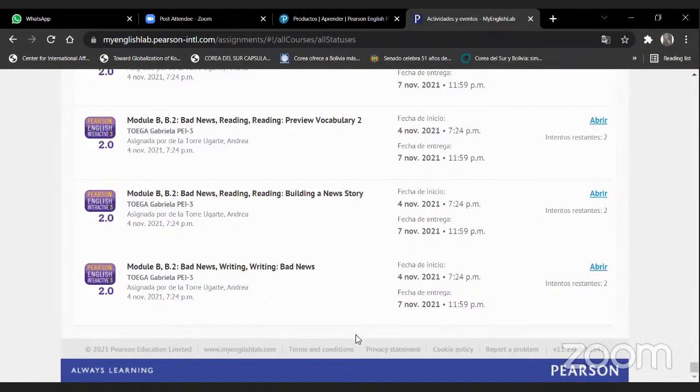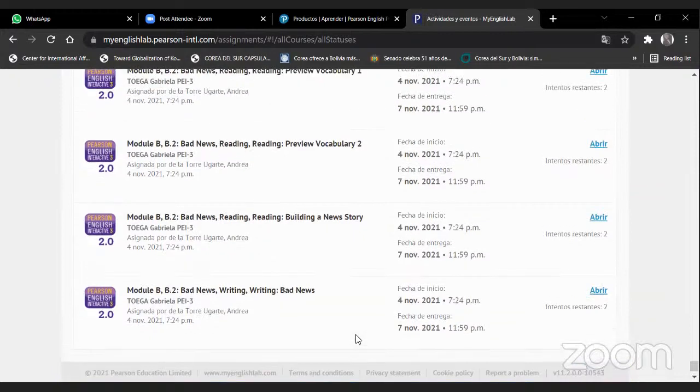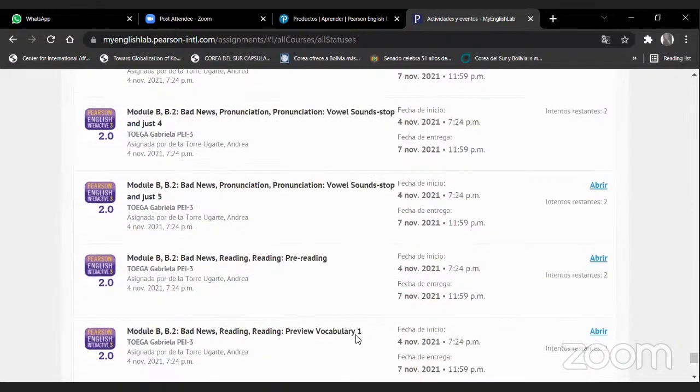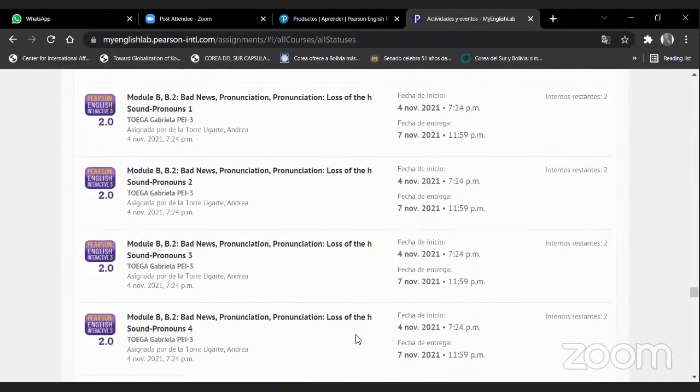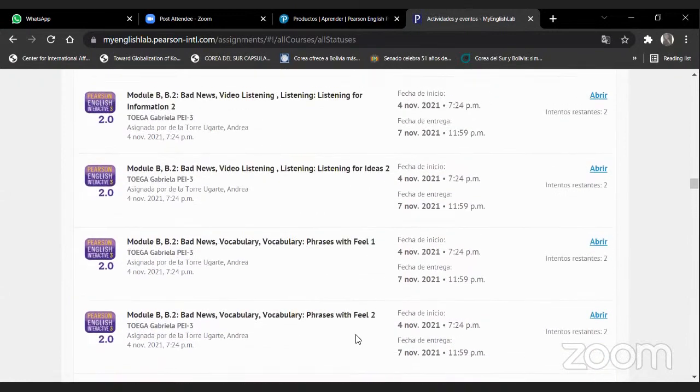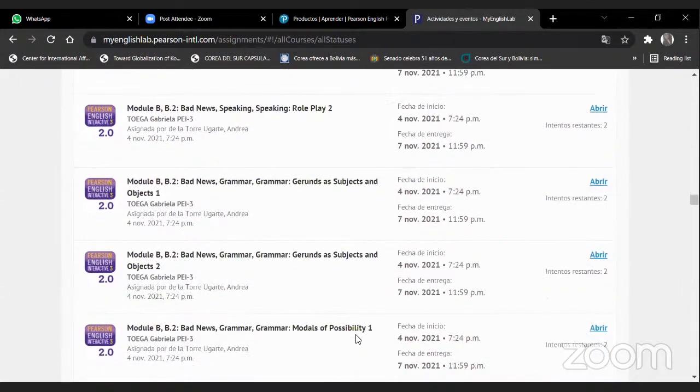Pronunciation right now. So maybe it's about grammar, a little bit more about. No, let's go up. Okay, reading, pronunciation. No, grammar. Yes, here you have grammar: gerunds as subjects and objects. So this first one.